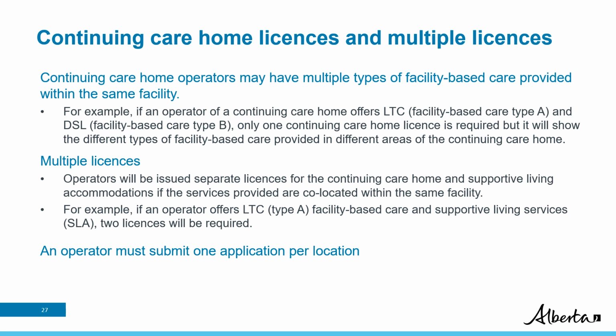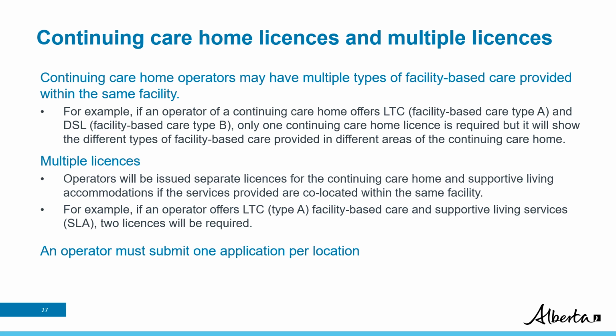Continuing care home operators with multiple types will be issued under 1 license. For example, if an operator of a continuing care home offers long-term care, Type A, and designated supportive living, Type B, only 1 license is required.